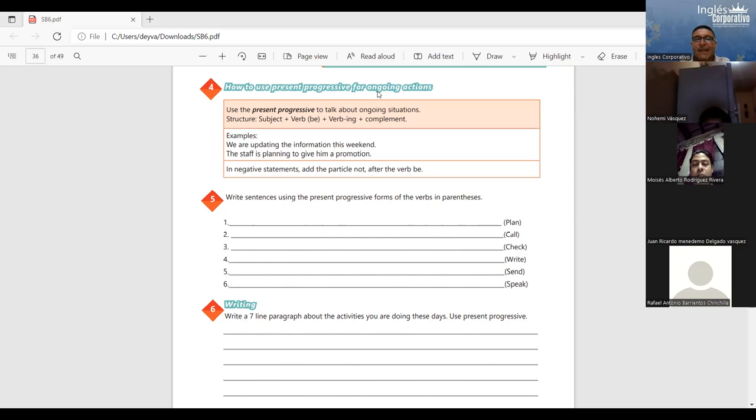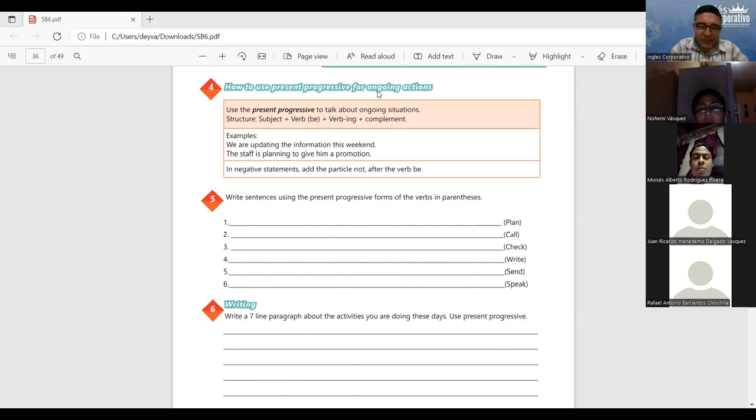Very good. Nice. Un par de typos, un par de errores a la hora de digitar, but don't forget, present continuous, tiene que usted escribir siempre verb to be, and the main verb is always ing. Questions or comments? No.